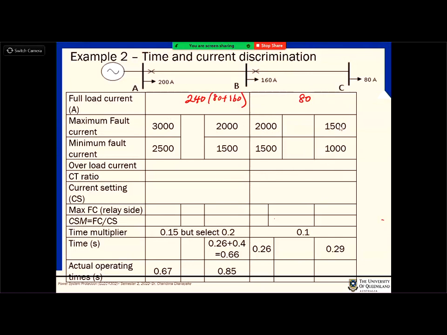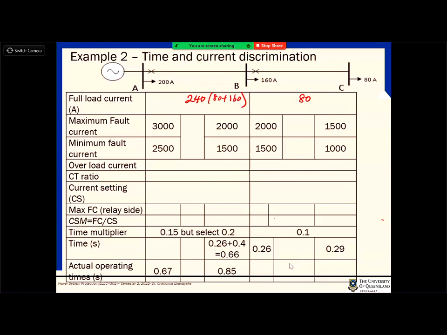In real scenarios, you need to calculate the fault current at C, maximum and minimum. Fault current at B, maximum and minimum. They are the same here as well, because it's the same location. And then the fault current at the beginning, 3000 and 2500. So those are given.